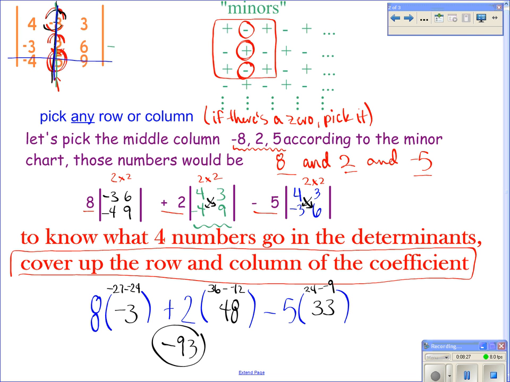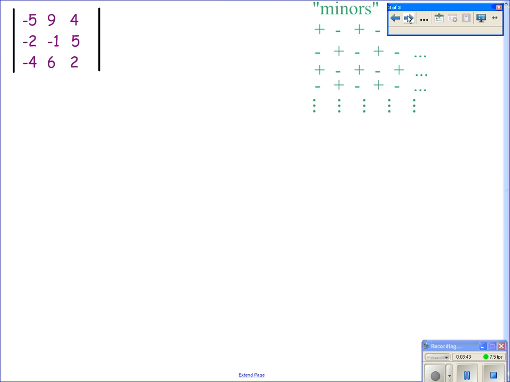We're going to try one more. So those of you that didn't understand it the first time have a chance to relearn. All right, so we're going to try one more. Now remember, we can pick any row or column. There also aren't any zeros in this one, so we don't have any that we for sure want to make sure we do. So no matter which one you pick, everyone's going to get the same answer.